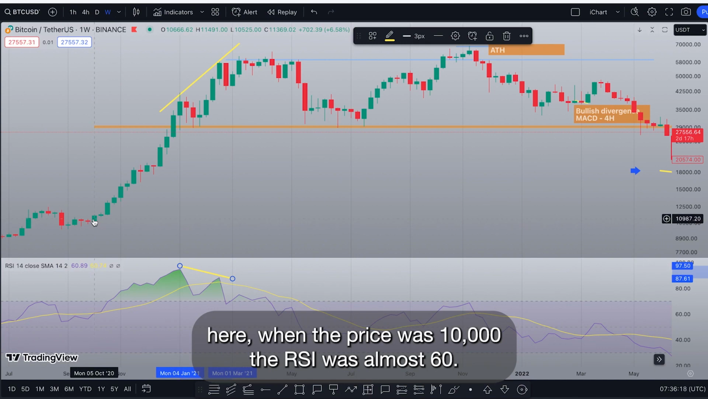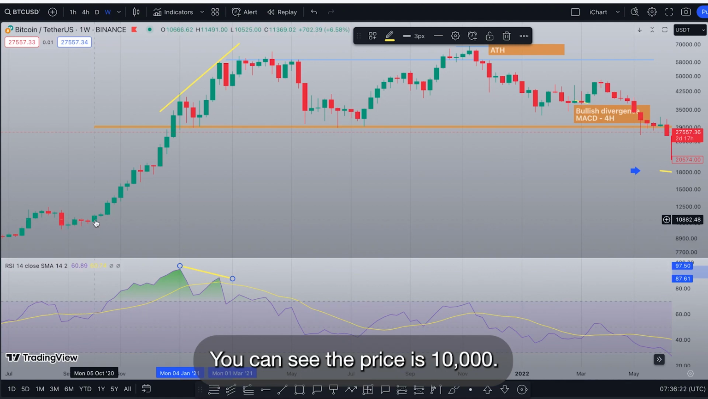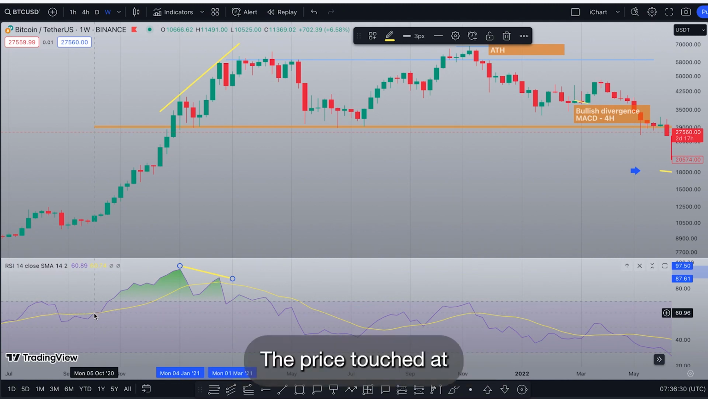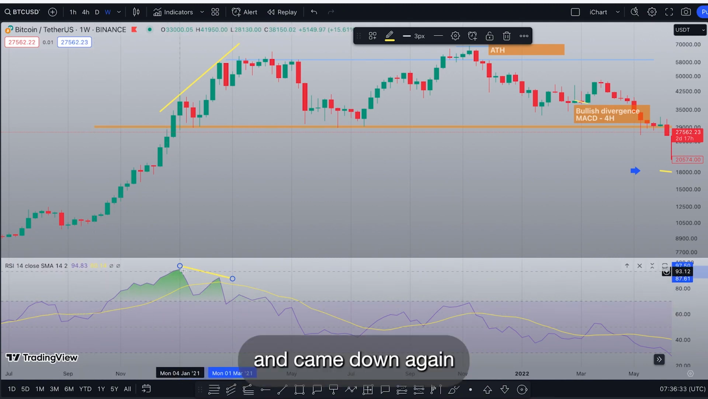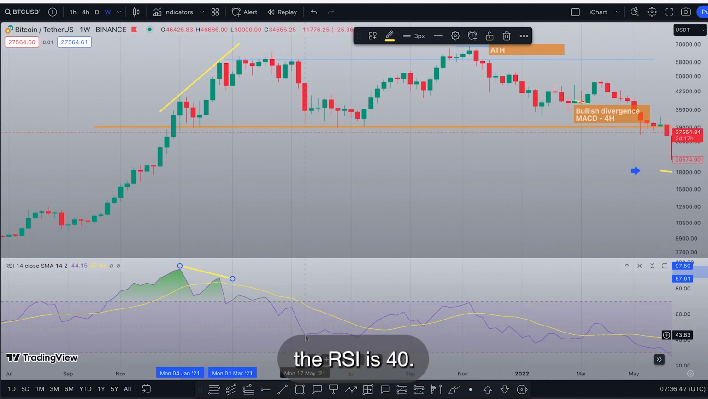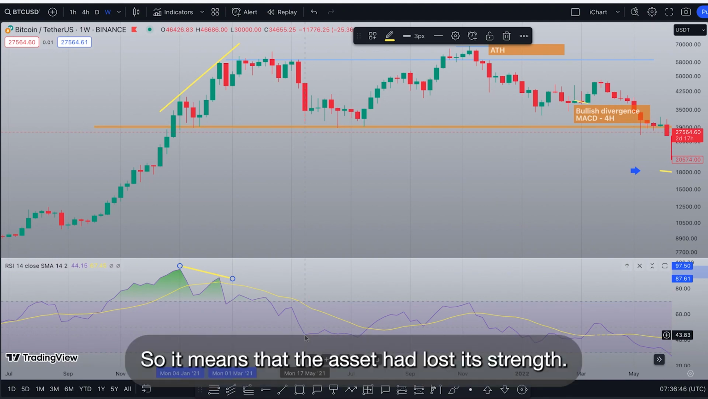Here, when the price was 10,000, the RSI was almost 60. You can see the price is 10,000 here, and the RSI is 60. Okay? The price touched ATH and came down again. When the price is 30,000 here, the RSI is 40. So, it means that the asset had lost its strength.